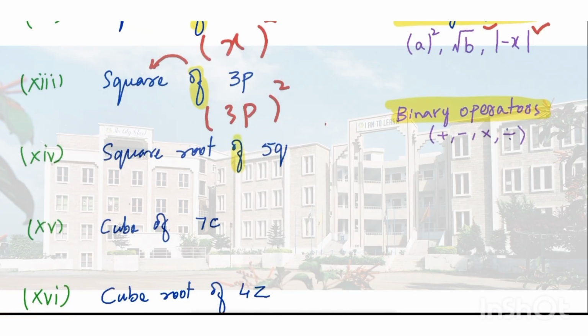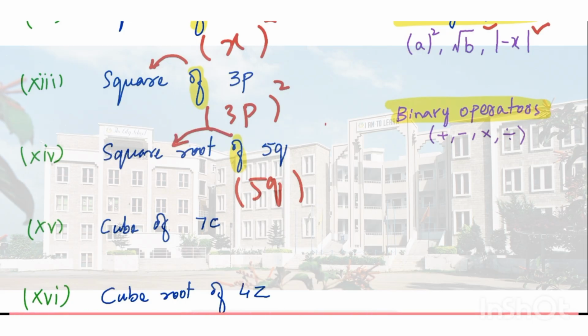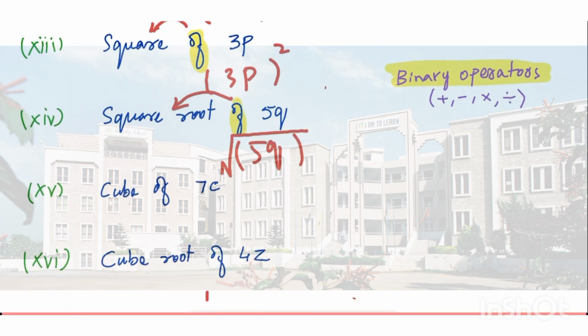So "of" is a word which means bracket, so we are putting a bracket here, and 5q inside it, which is 5q. And then "of" means we have to read before that, which is "square root", so we'll be putting a square root over it, so that is your square root. So you see that this is to be done like that.